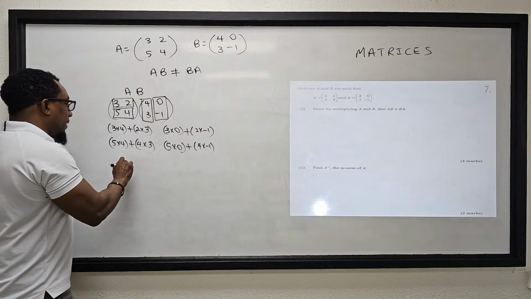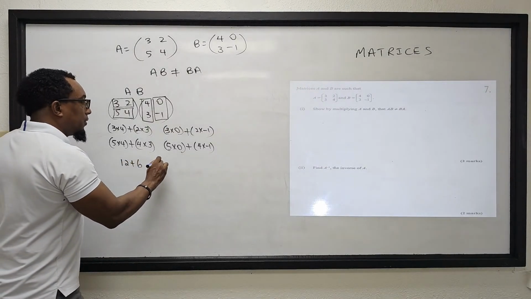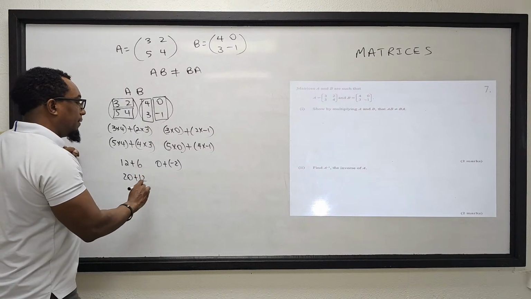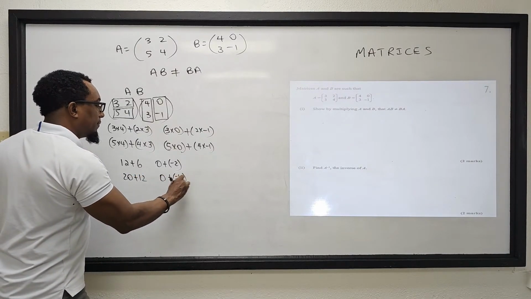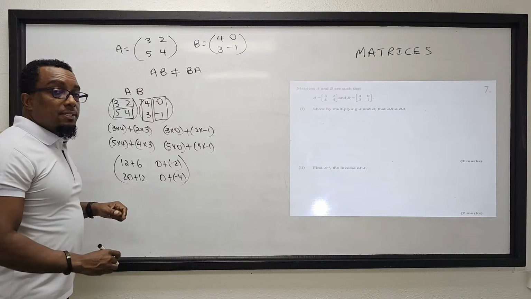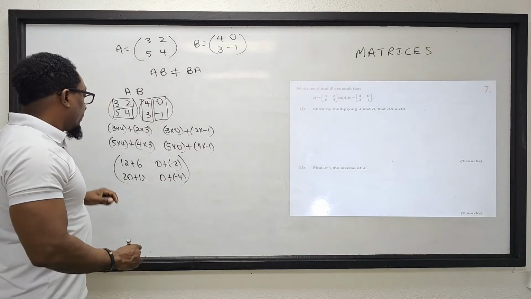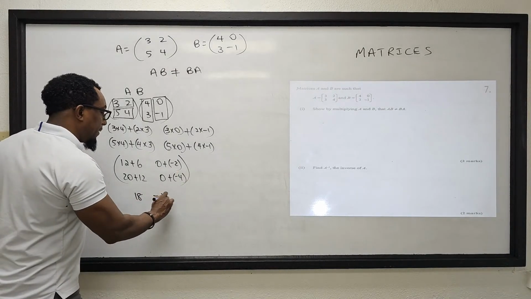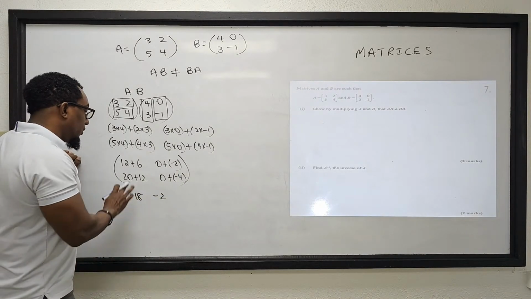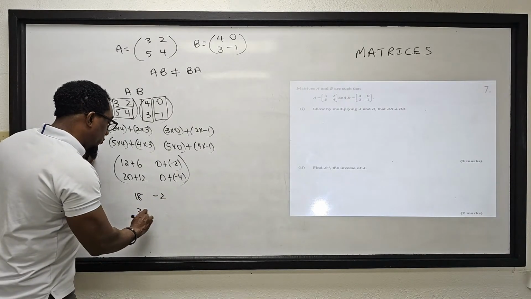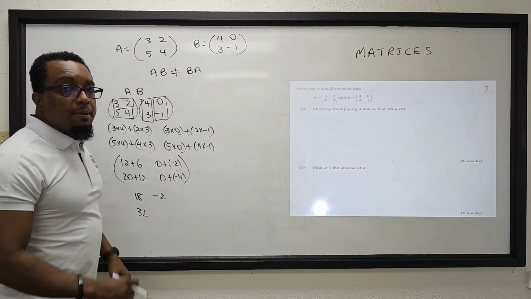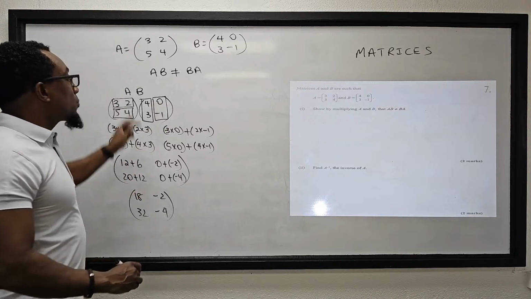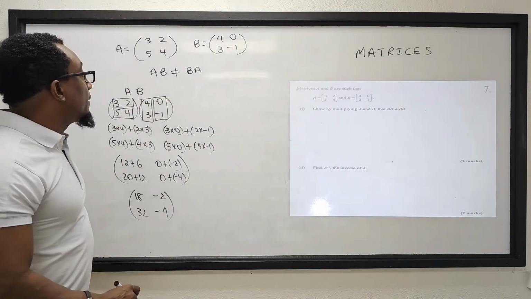You're going to get here 12 plus 6, 0 plus negative 2, 20 plus 12, 0 plus negative 4. Of course, negative 2, negative 4 in brackets, okay? This will give us 18, plus by a minus is a minus, 0 minus 2 is negative 2, 20 plus 12 is 32, a plus by a minus is a minus, 0 minus 4 is negative 4. So this is what AB is equal to, the result of AB.